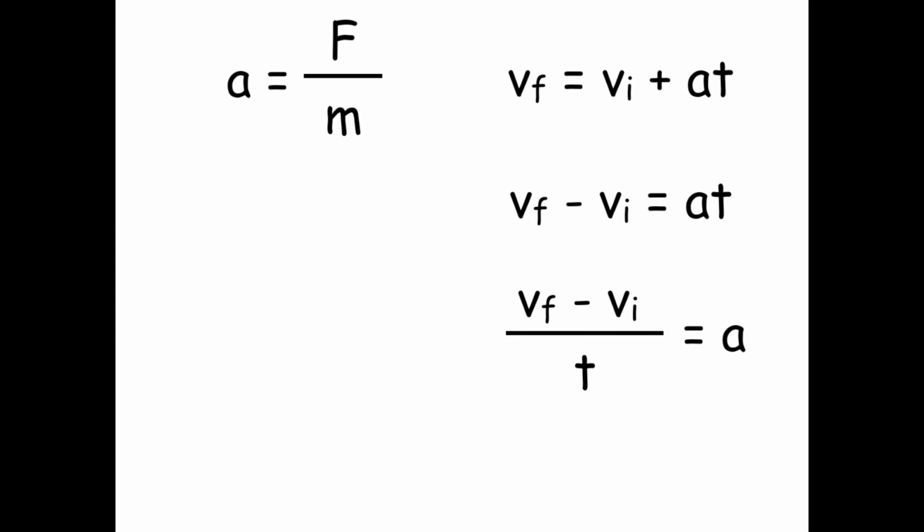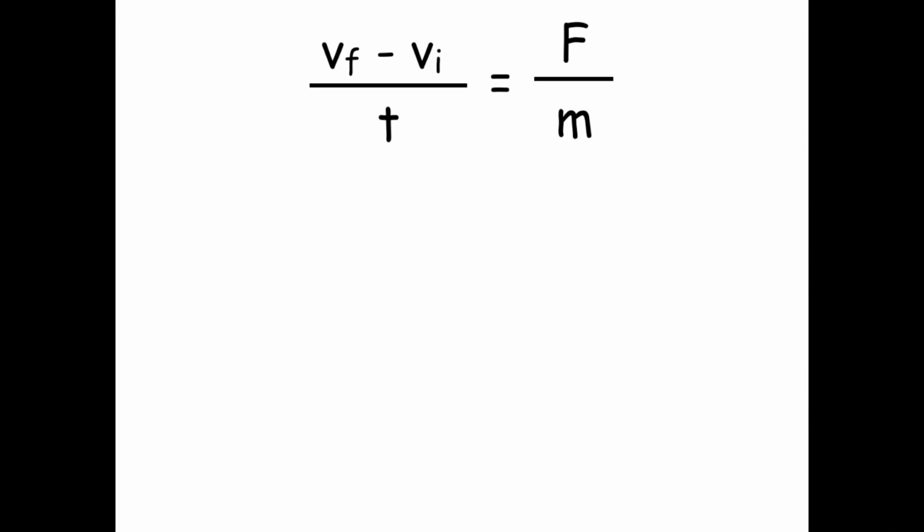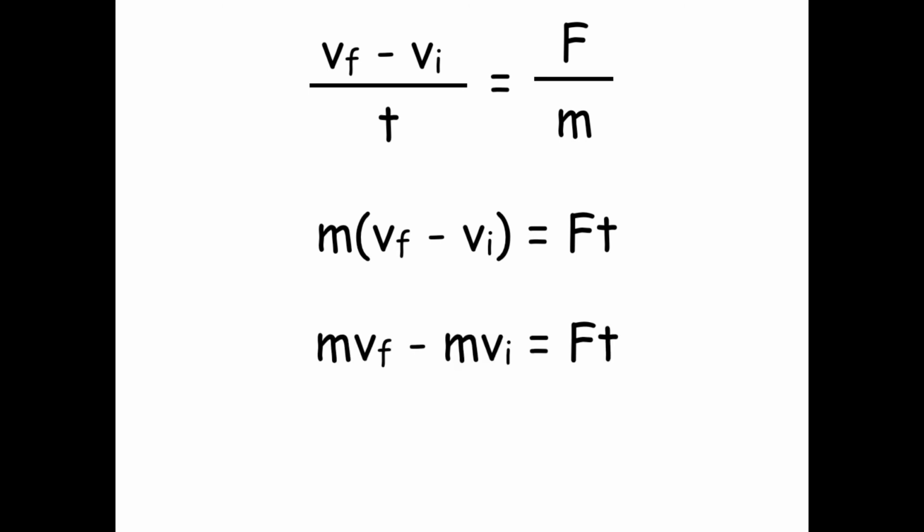Set the two acceleration equations equal to each other and you'll get change in velocity over time equals force over mass. If we then clear out the fraction by cross multiplying, we'll get mass times the quantity Vf minus Vi will equal Ft. We then distribute the mass and we get mass times velocity final minus mass times velocity initial equals Ft. Now you got to recognize that mass times velocity is momentum. So this says momentum final minus momentum initial equals Ft, which is impulse.